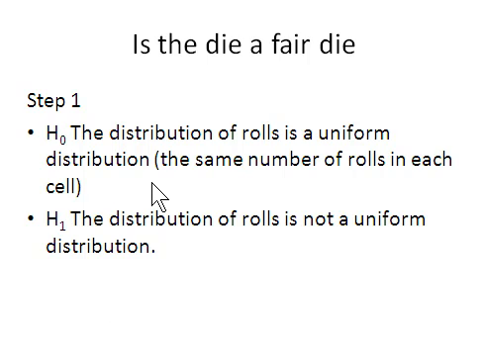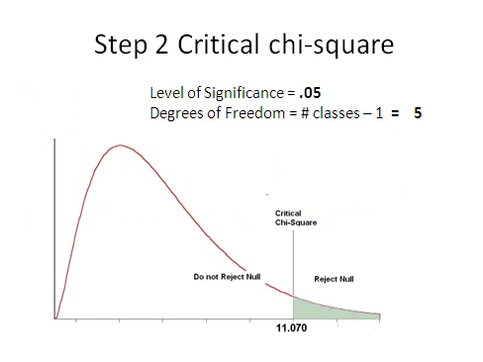Well, step one is the null hypothesis, which is going to be different. We're going to make a hypothesis about a distribution. The distribution of rolls is a uniform distribution, and that would be the same number of rolls in each cell. And the alternative is that the distribution is not uniform. With the chi-squared distribution, you're only going to have one-tailed tests.